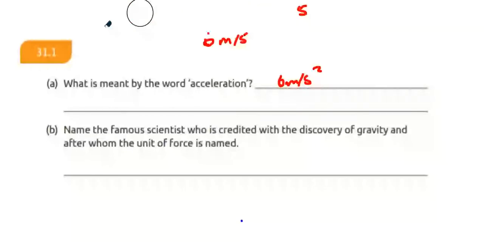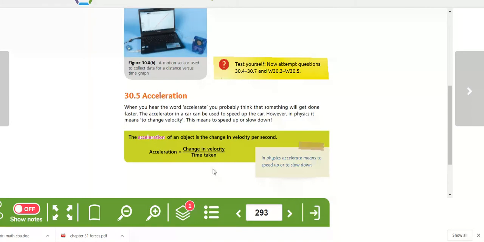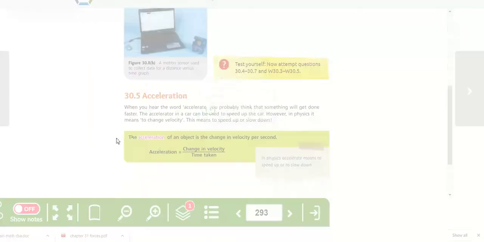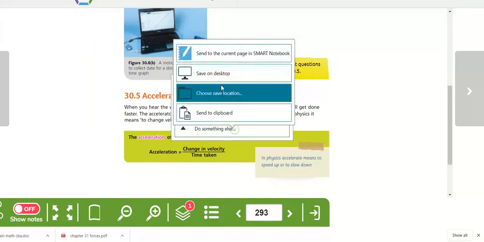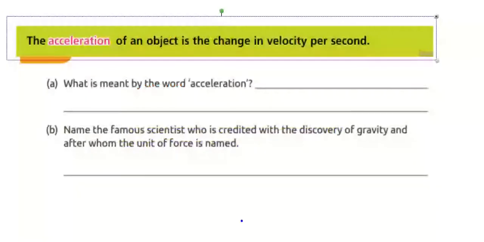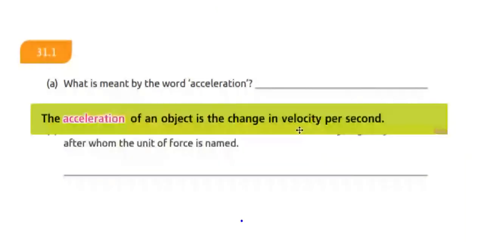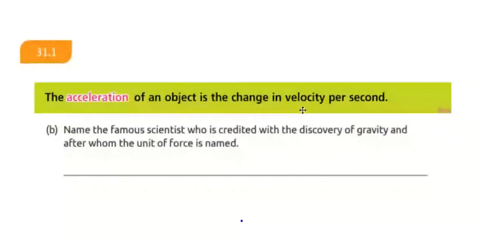So a way of defining acceleration is by just looking at this here. And we see on page 293, basically the acceleration chapter, acceleration of an object is the change in velocity of that object per second. Okay, so that's our first answer there. It's the change in velocity per second.